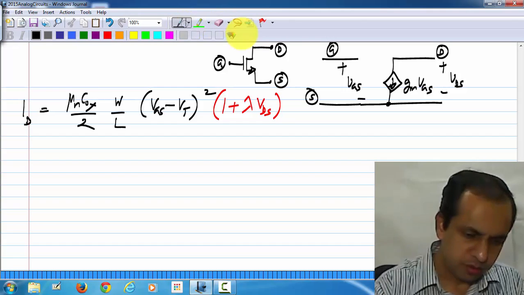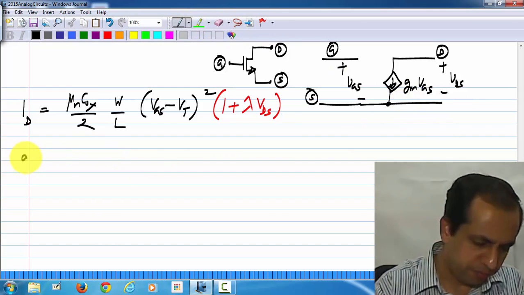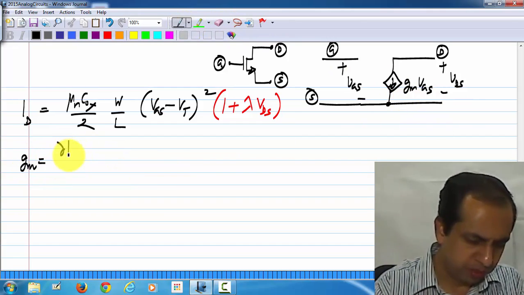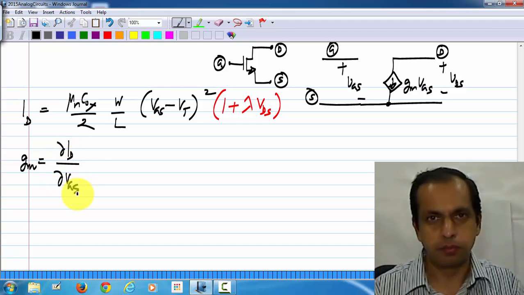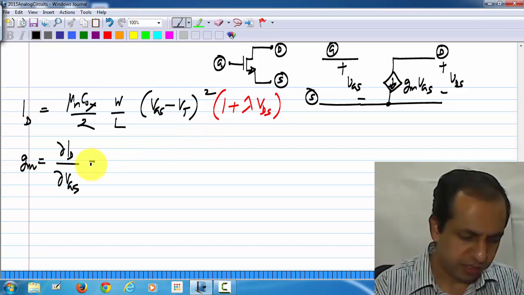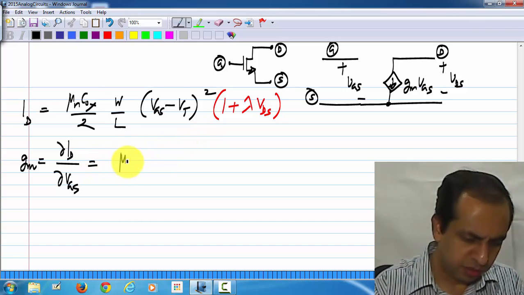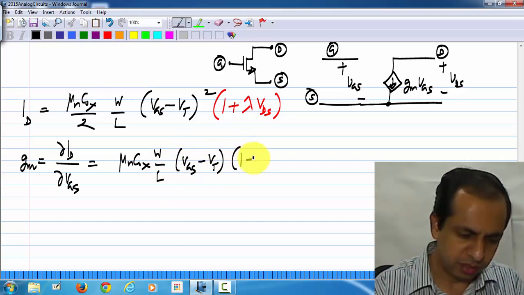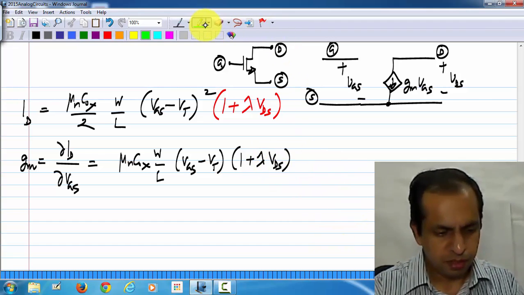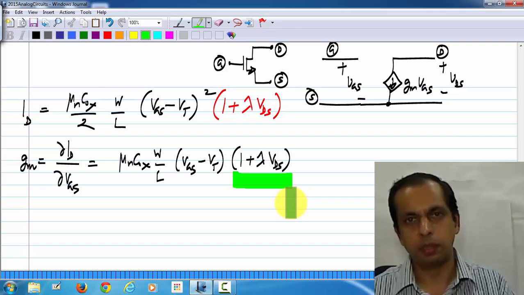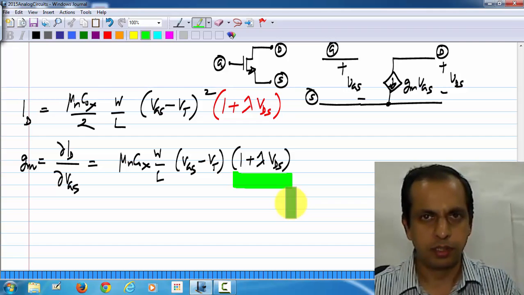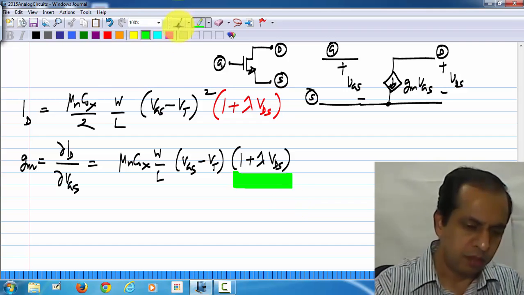Now, this GM is nothing but the partial derivative of ID with respect to VGS, and if I calculate that, I get mu n Cox W by L times VGS minus VT times 1 plus lambda VDS. So, this 1 plus lambda VDS appears in this expression as well.